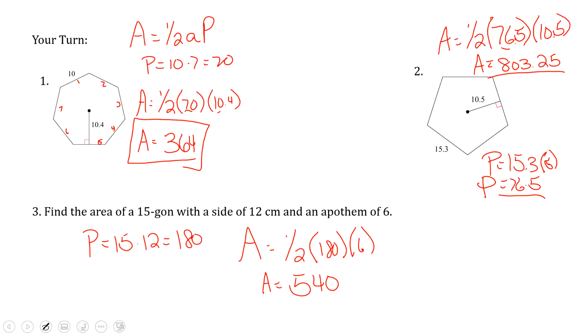The last one, number 3, they told me a 15-gon, so it's 15 sides. My side length was 12, so 15 times 12 is 180. My apothem is 6, so it's 1/2 times 180 times 6, which works out to be 540, and that actually had a measurement of centimeters squared.